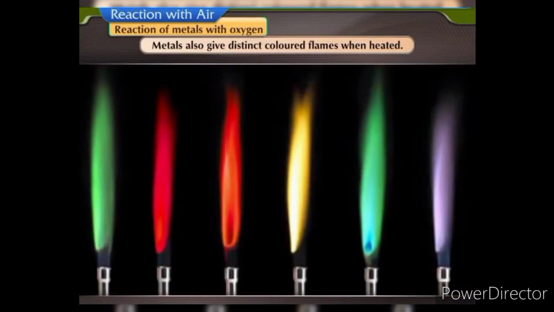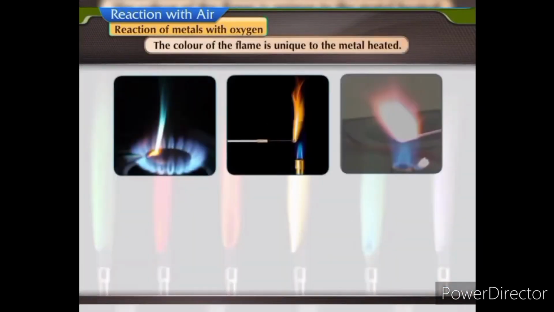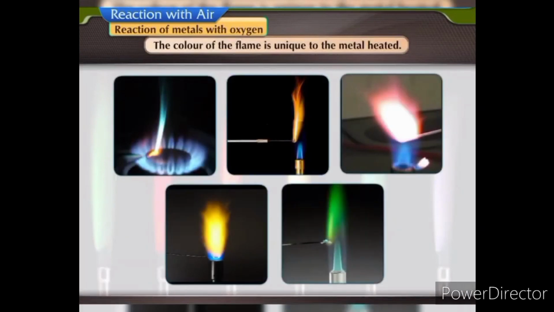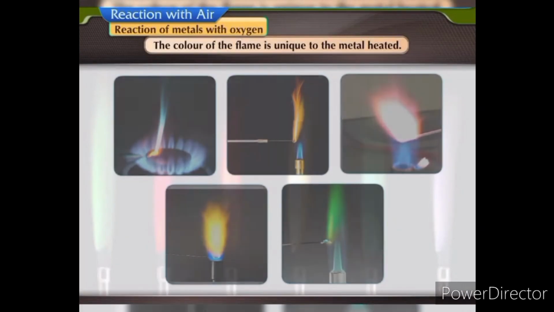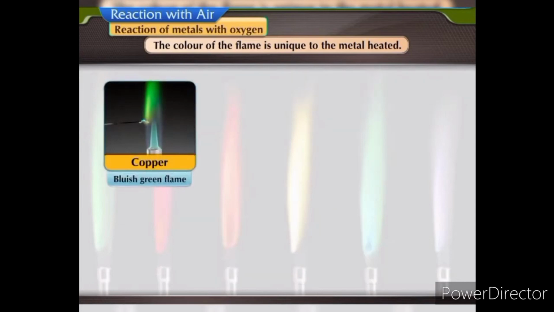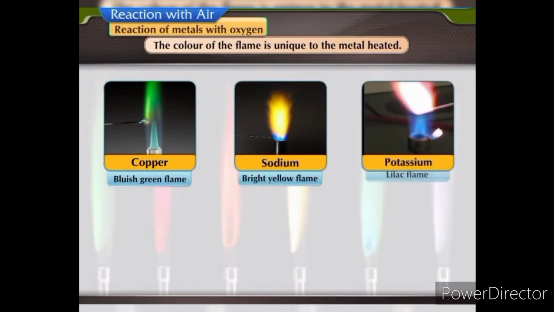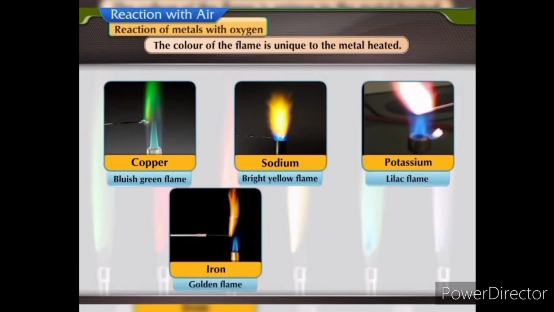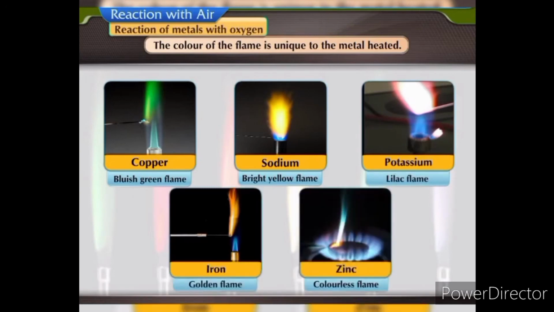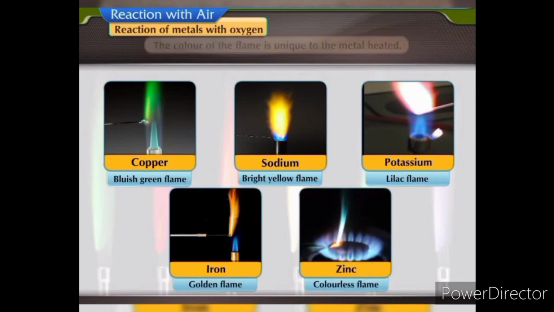Metals also give distinct colored flames when heated. The color of the flame is unique to the metal heated. For example, copper gives a bluish-green flame when heated. Similarly, sodium gives a bright yellow flame and potassium gives a lilac-colored flame. Iron burns with a golden flame while zinc burns with a colorless flame.